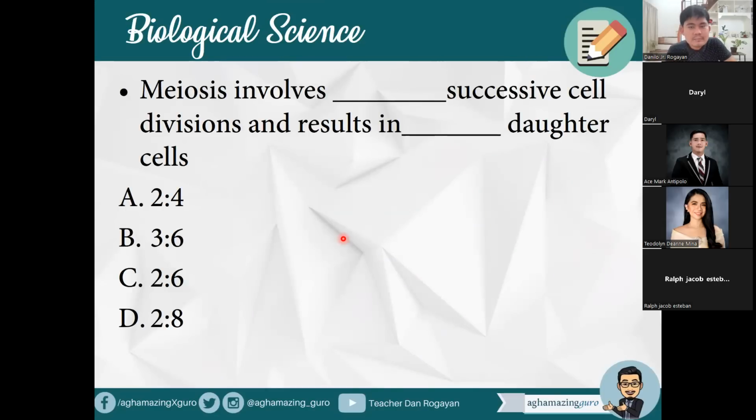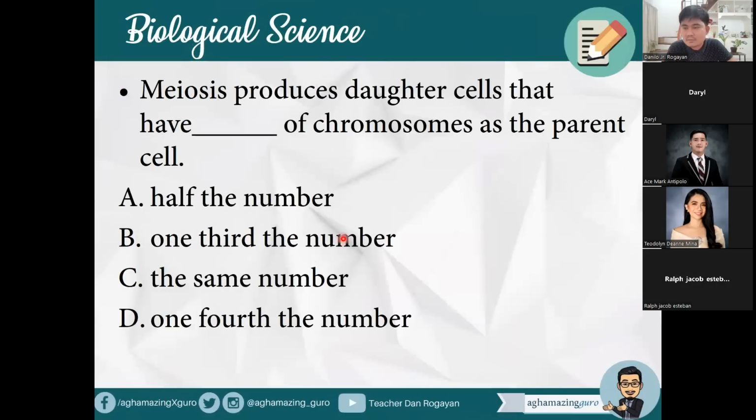Meiosis involves blank successive cell divisions and results in blank daughter cells. A 2:4, B 3:6, C 2:6, D 2:6. Of course, this is a basic genetics question. Meiosis involves 2 successive cell divisions and will result in 4 daughter cells. That is meiosis for sexual reproduction or sexual cell division.